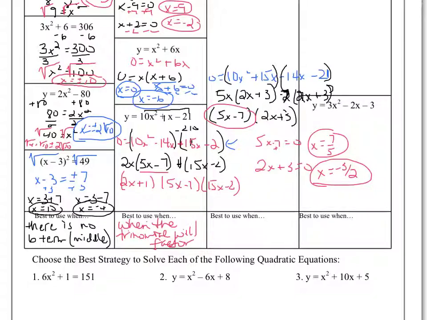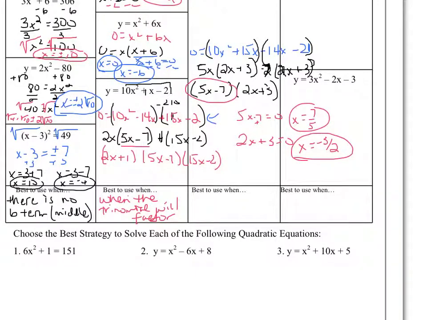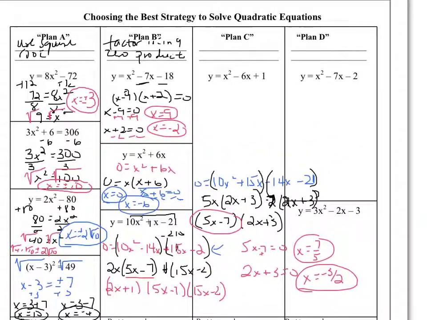Okay, let's move on to the next one. Okay, plan C. The other thing that we learned was completing the square. Okay, so complete the square. We use this when we can't factor, when we want to try and make c into a perfect square in order to factor it.